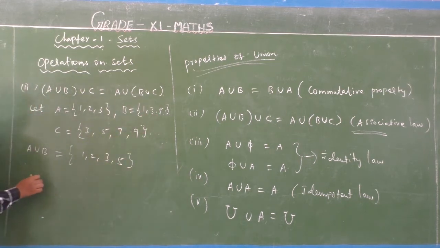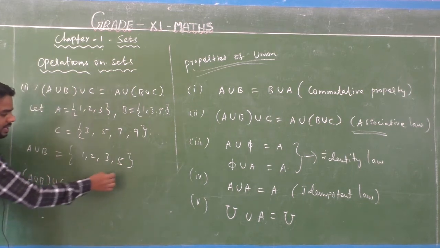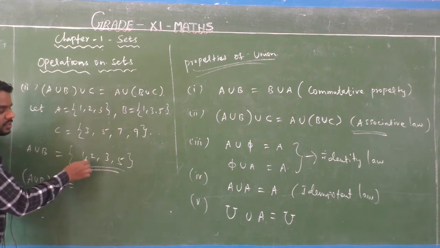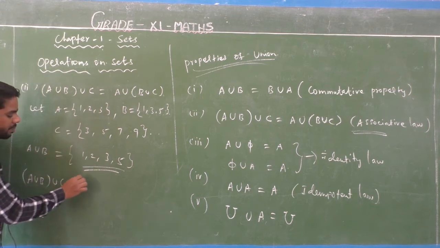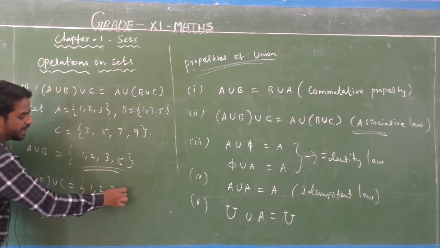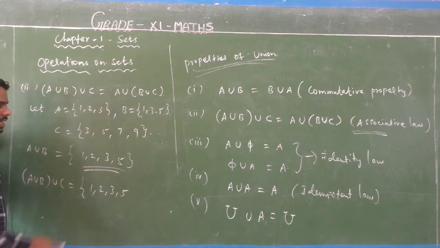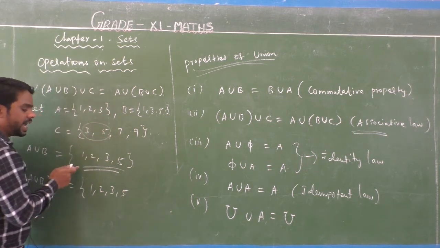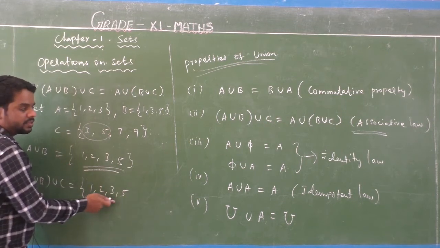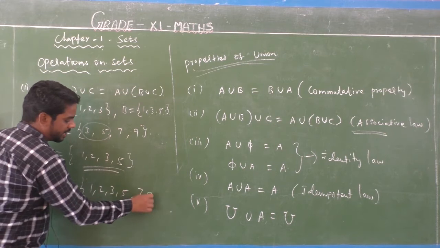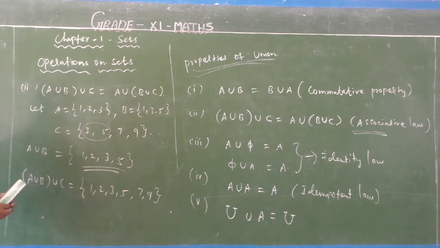And A union B, union C. This is A union B, and the union of these two sets, that means A union B and C. So A union B has 1, 2, 3, 5. Here 3 and 5 also belong to C, so 3 and 5 are common elements, taking only one time. So remaining elements 7, 9. So this is A union B union C. This is equation number 1.